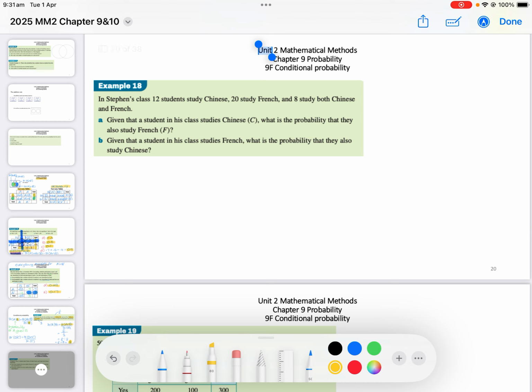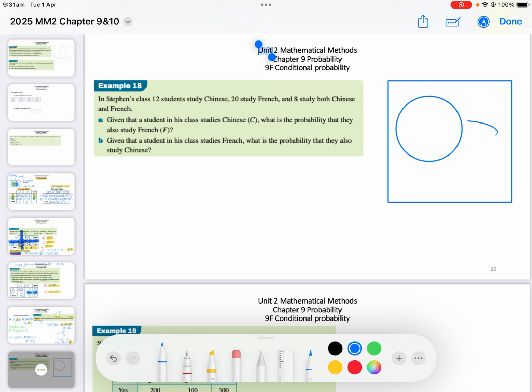In Stephen's class, 12 students study Chinese, 20 study French, and 8 study both. So I'm thinking this lends itself to a Venn diagram. I'm going to do Chinese. I'm going to do French. So what have we got? I always think start at the end, so get your last clue first, because 8 study both. So if 20 study French, only 12 study French only. And if 12 study Chinese, we've already got 8 of them, so we've got another 4 left.